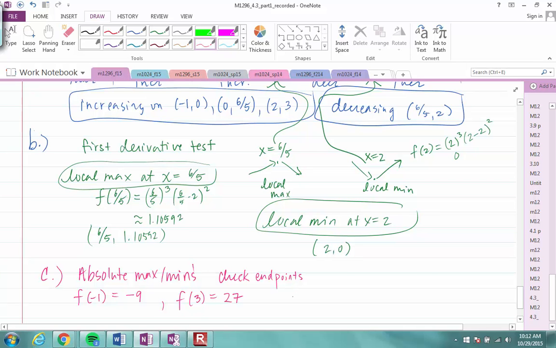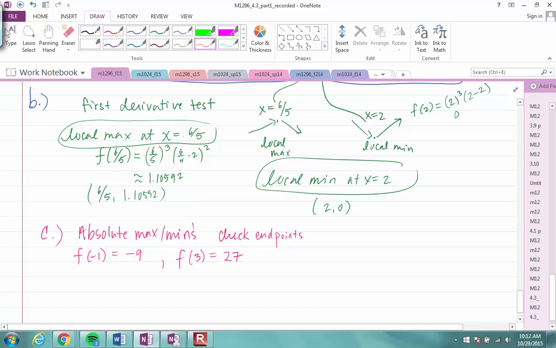Okay, so now we've got to compare with what we had up here, and it's on the same page, or you could look at the table. So we had a local max at x equals 6/5, and the y-coordinate that went with that was 1.1. We're looking at that versus -9 versus 27 versus 0. So let's go with the lowest one first, and that will be the absolute minimum.